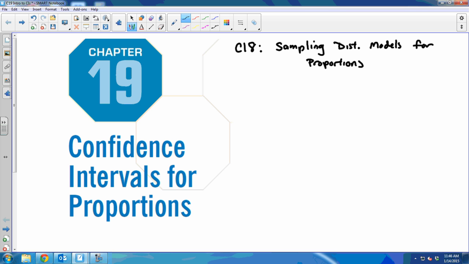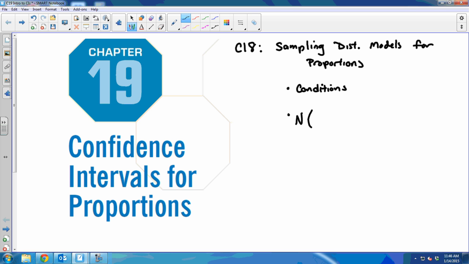We have conditions, right? So there were some conditions we had to check. What else do we learn about the sampling distribution model for proportions? What was specific about it? What was the model? It was a normal model.